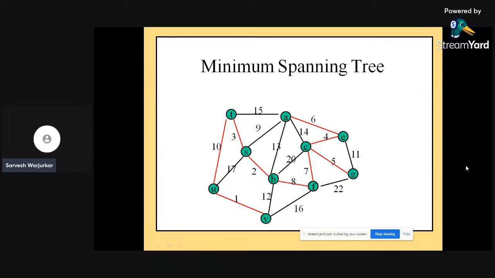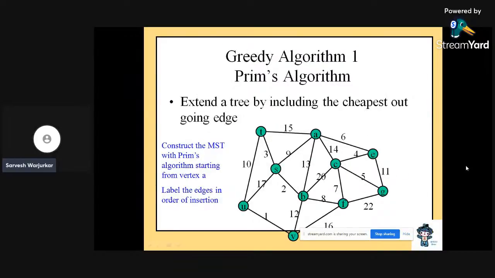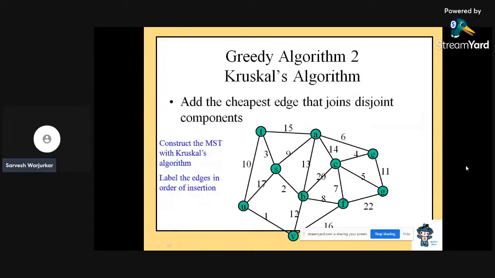The overall total weight should be minimum as compared to other different paths. So, the greedy algorithm for minimum spanning tree can be extended by the tree which includes the cheapest outgoing edges, adds the cheapest edge that joins the disjoint components, and deletes the most expensive edge that does not disconnect the graph. Graph disconnection also matters. If the graph gets completely disconnected, there is no use of Dijkstra, Prim's, Kruskal's, or any different type of algorithm.